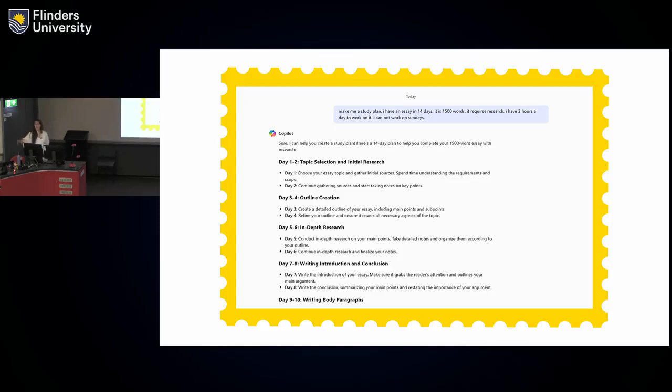So if you have any problems with time management or scheduling your study, keeping on track, you can use a tool like this. Day 1 or 2, topic selection and initial research. Days 3 to 4, outline creation. Days 5 to 6, in-depth research. I would argue that in-depth research might require more than 2 days, whereas for outline creation, you might want to tweak this a little bit.